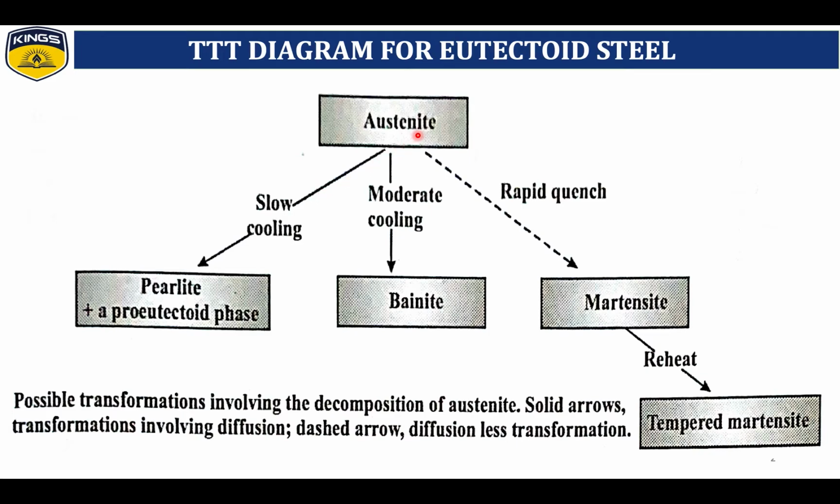And if this austenite is moderately cooled, we get bainite, and with rapid quenching, we get martensite. Another important point is, if we reheat this martensite, we get tempered martensite. So we have to know some idea about austenite, pearlite, bainite, and martensite before entering into tempered martensite.